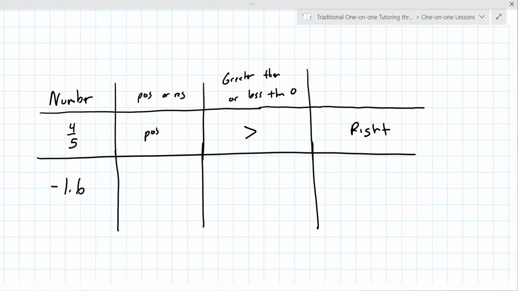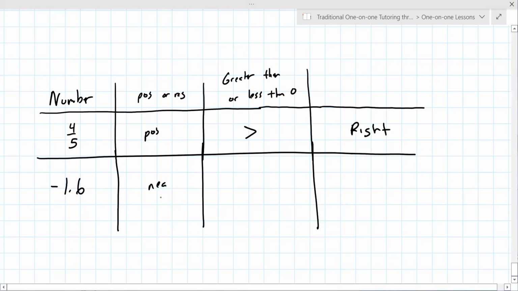So it is negative. What's the result? Is that negative or positive? Negative. Now, is it greater than or less than 0? It's less than 0. And it's left. Yes, and it's left. Good. Perfect. Okay, let's have you try another one here.